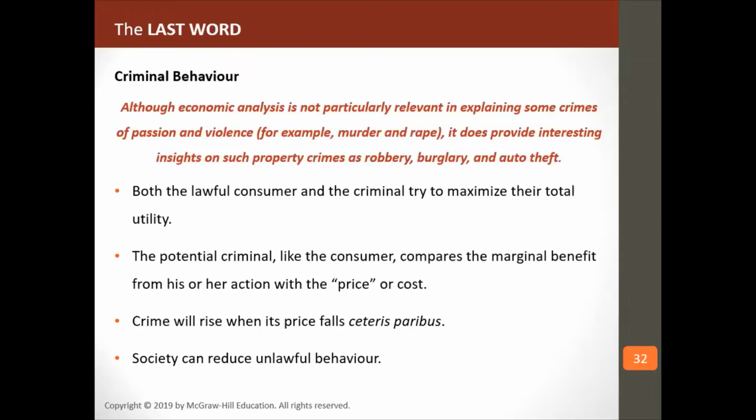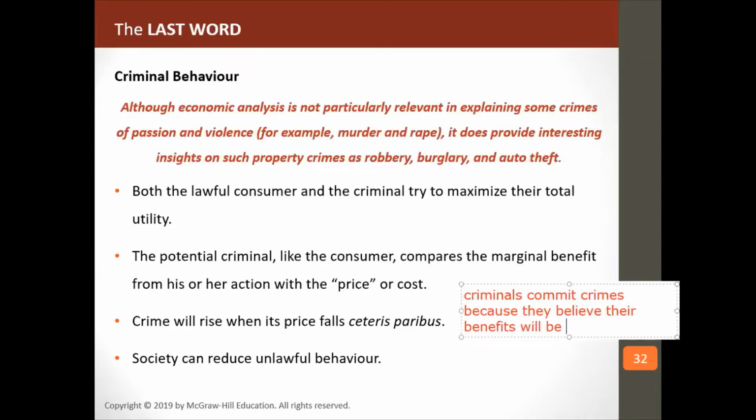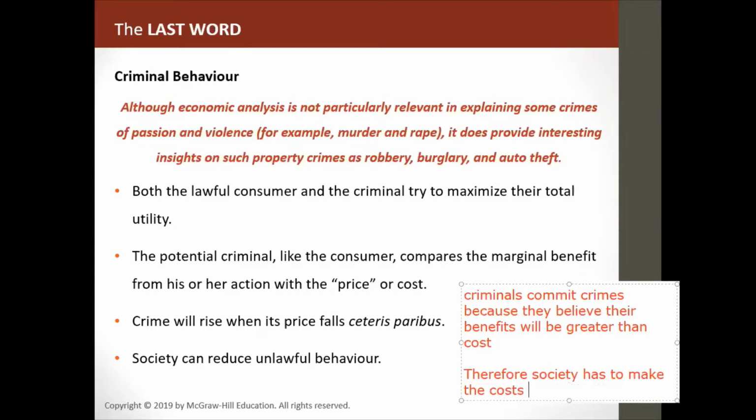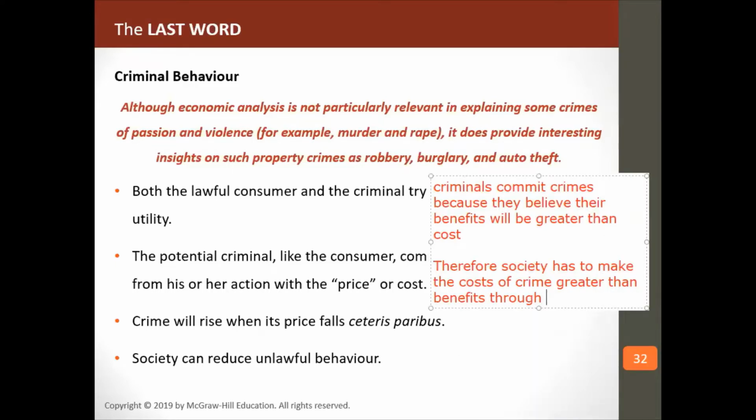Criminals commit crimes because they believe that they'll make more benefit than cost. So that's the reason why they commit crimes. Therefore, society has to make the costs of crime greater than benefits. Can anyone think of any ideas to make the cost of crime greater than benefits?